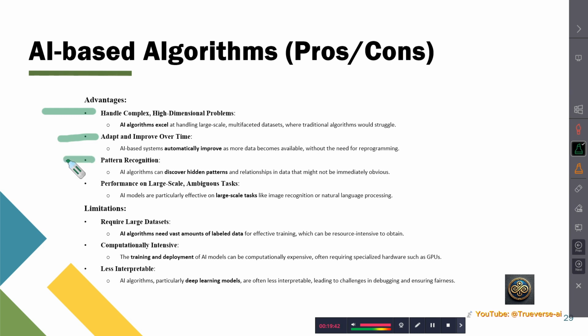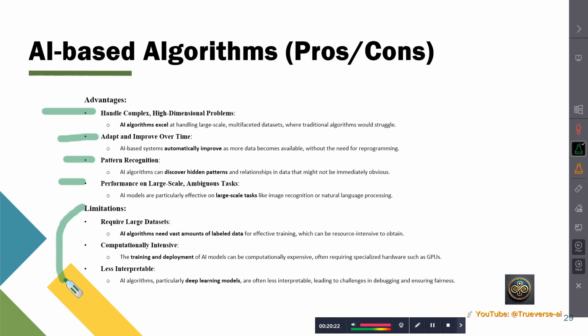So pattern recognition. It is excellent at discovering hidden patterns and relations in data that may not be immediately obvious to humans. So this is the point. And performance on large data, AI performs exponentially well on large-scale tasks such as image recognition, natural language processing, and predictive analysis. So this is very important.